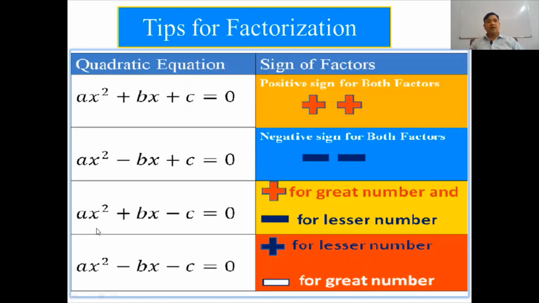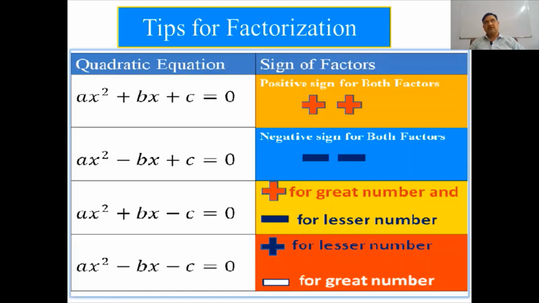If the quadratic equation is of the form ax square plus bx minus c is equal to 0, now this time the constant term has a negative sign. So now we have to take the opposite signs.